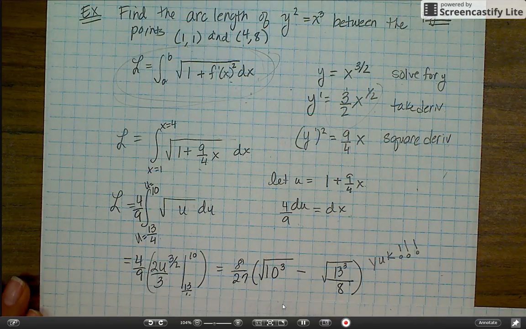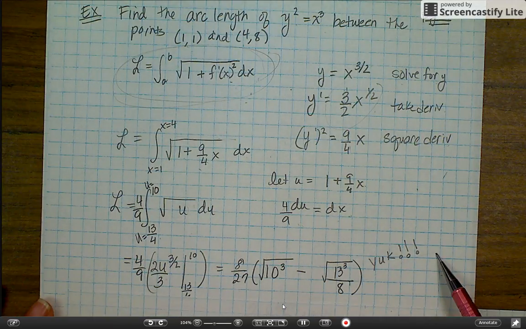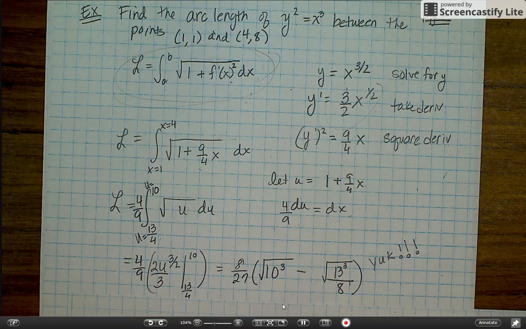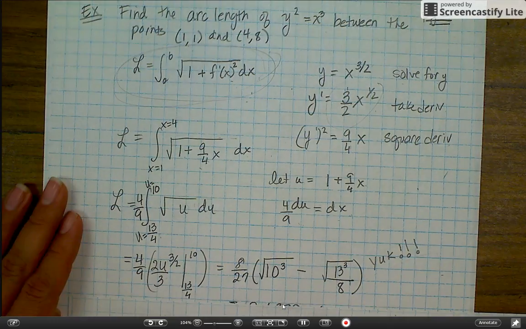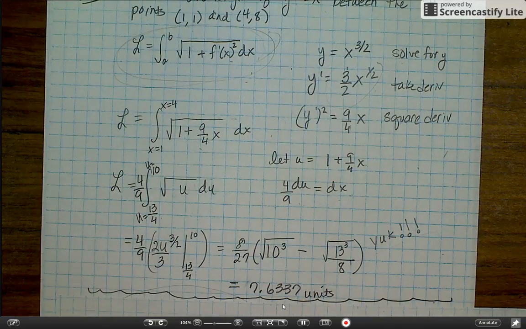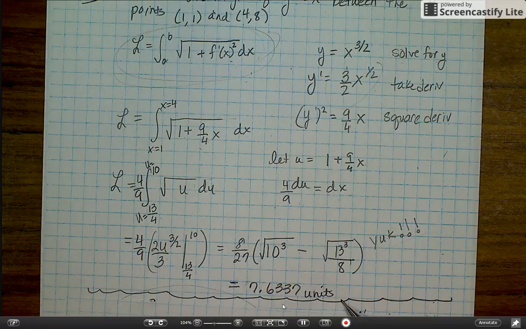It might take some time, and yes, it is yuck. But that's what it is. Then we took the liberty of putting that in the calculator just to see what that ends up equaling. And there you have it. And this is units, not units squared, because we are finding arc length, and that's going to be measured in units. So that is the arc length.